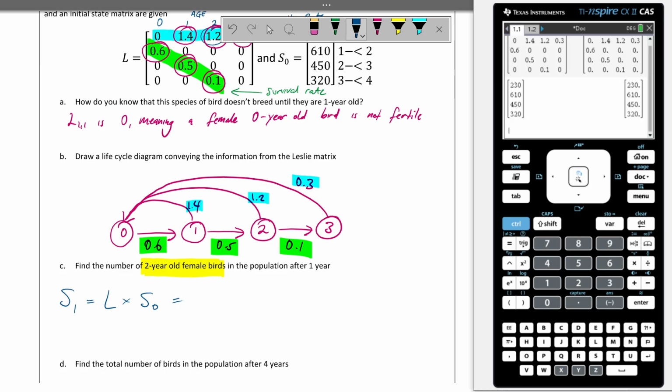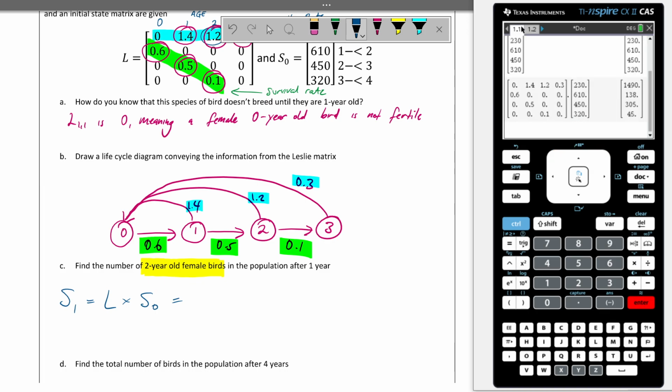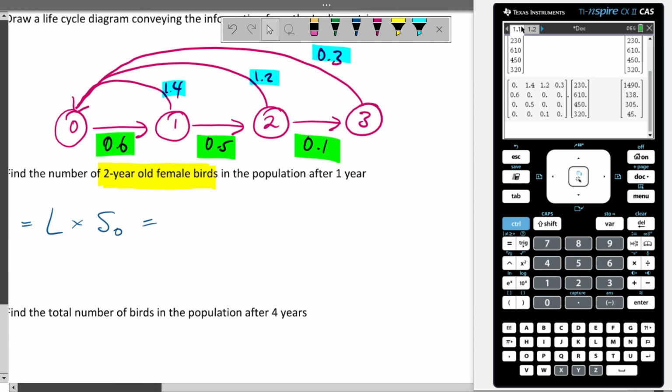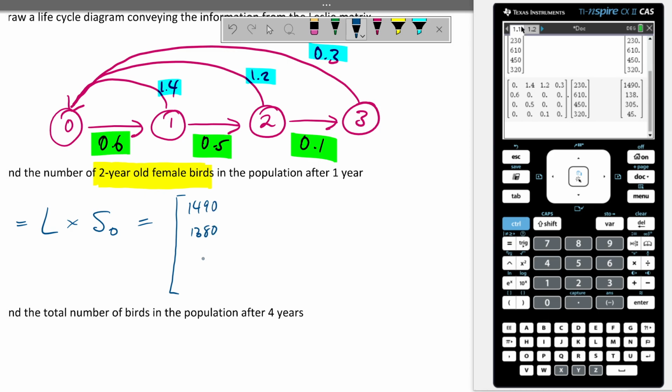If I come over here, look at this, I've already typed it in, one I prepared earlier. So Leslie, there's my initial state, I times them together, and when I do that, I get 1490, 1380, 305, 45. I'm looking at my 2-year-olds. So that means I have 305 female 2-year-olds.